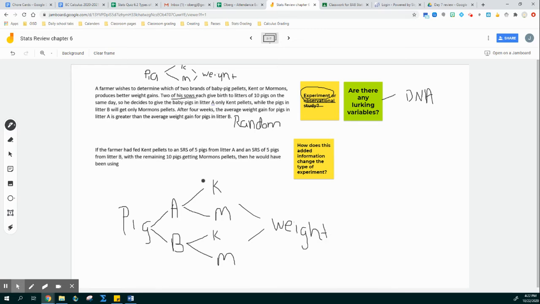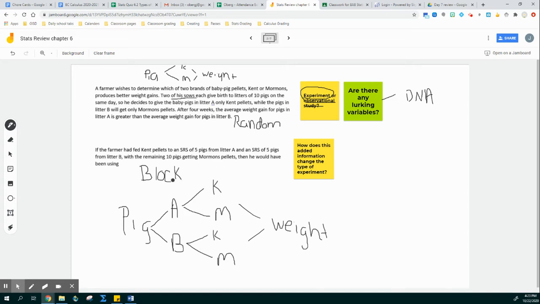So how does that change this? Okay, so let's go through our questions. Is there a treatment being applied? Yes, there is still a treatment being applied. They're given the different foods. So it's still an experiment. Okay, so now I've got a block here. This litter that they are in is a blocking variable. So now this becomes a block design.